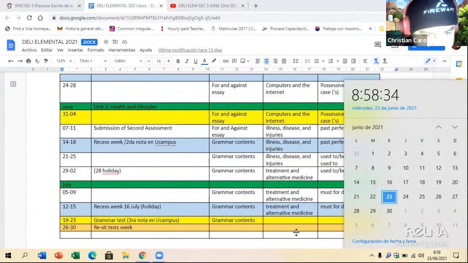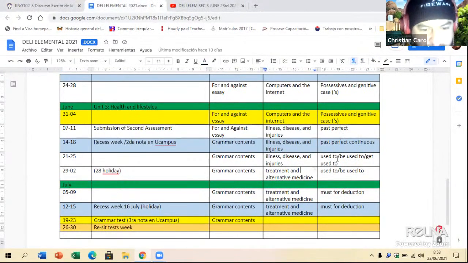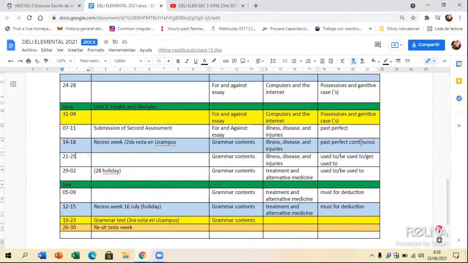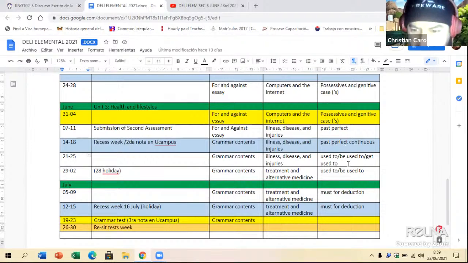Talking about the rest of the semester, we still have a little more than 1 month. We are right here, this week from the 21st to the 25th. We should be studying illness, disease, and injuries, talking about past perfect continuous, used to, be used to it, to get used to. Next week, we have a holiday on the 28th, so next Monday there are no classes.